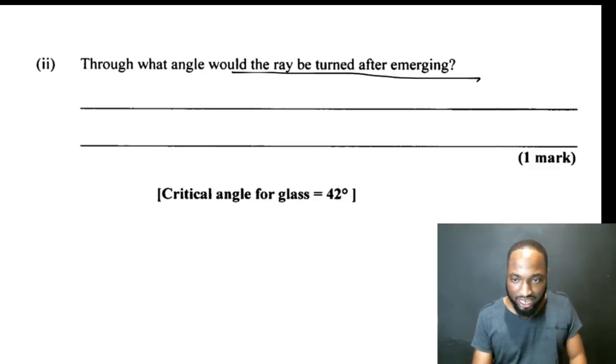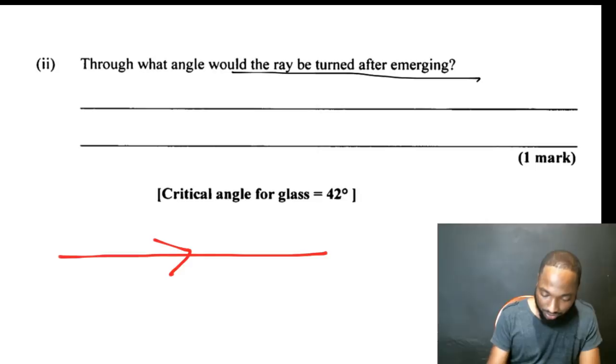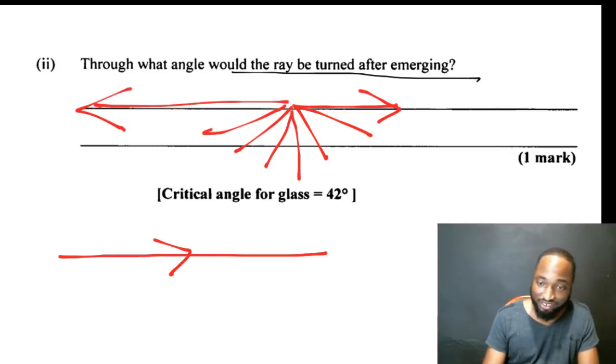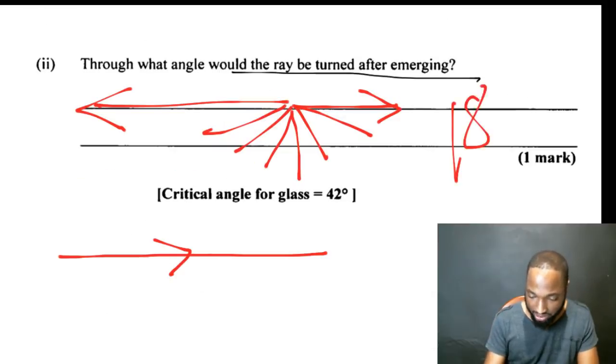The ray is going so, then it turns, bam, it ends up going so now. How much did it really turn? The ray turns 90 and then it turns the next 90 this way. So what's the answer? The answer is 180 degrees.